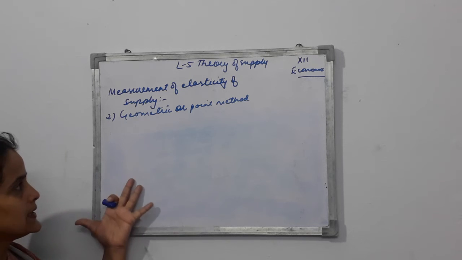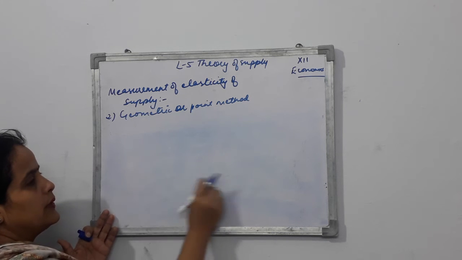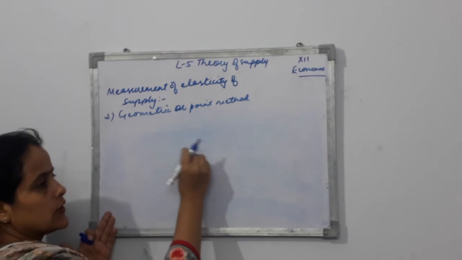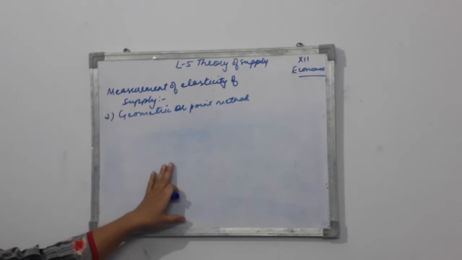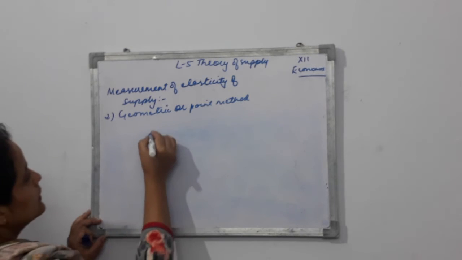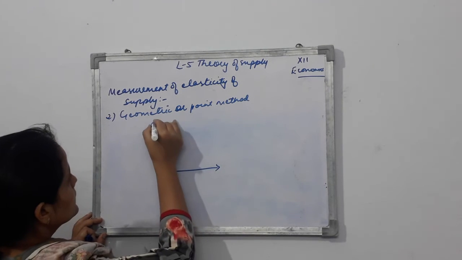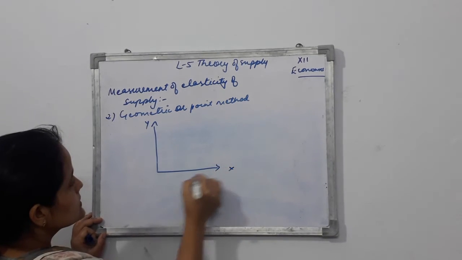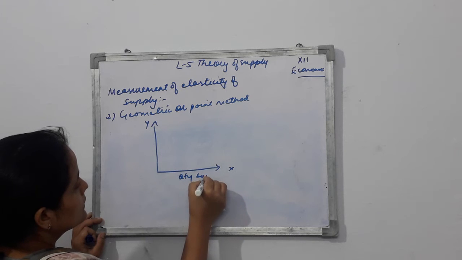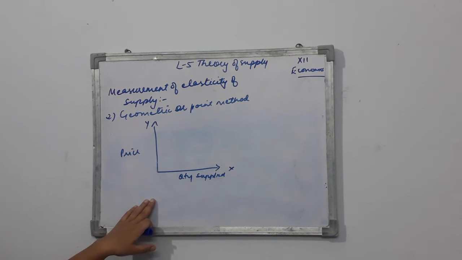So what we'll be doing basically is this: here we are going to draw a curve, and on a supply curve, at a particular point, we are going to measure what? Elasticity of supply, right? This is your y-axis, this is your x-axis, quantity supplied, and this is your price, right? Suppose we want to measure price elasticity of supply at point K.